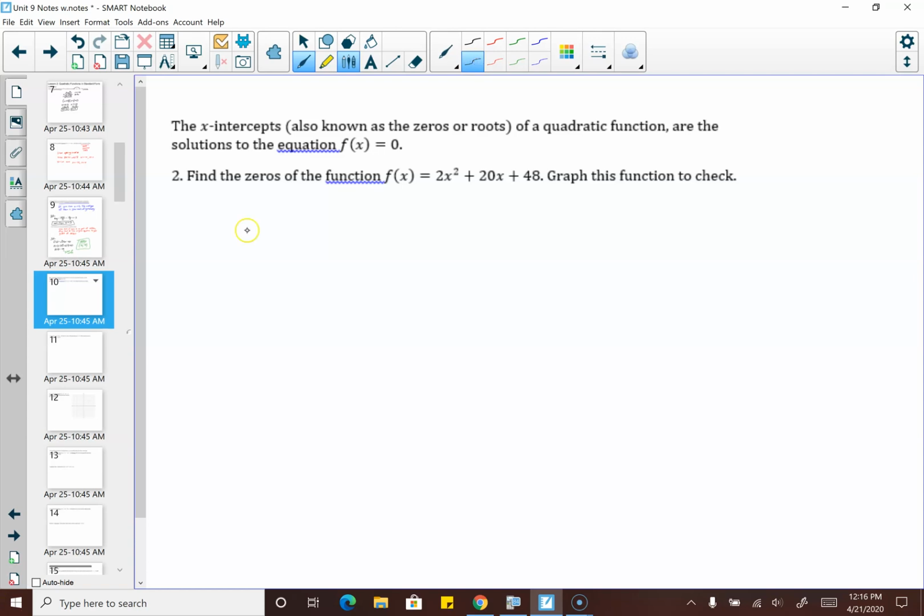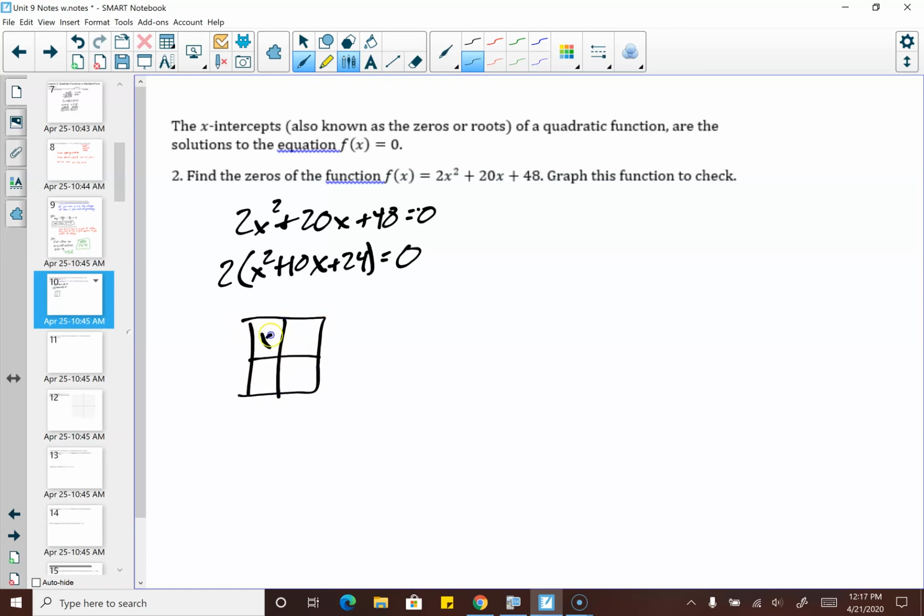So I'm going to factor this because it's the most efficient way to do it. And in order to make my job a little bit easier, I'm going to take out the GCF of 2 first. So x squared plus 10x plus 24 equals 0. Then I'm going to do my boxes here. X squared, 24. So I multiply that imaginary 1 out in front by the 24. So I need two numbers that multiply to 24 and add to 10. Those numbers would be 6x and 4x.